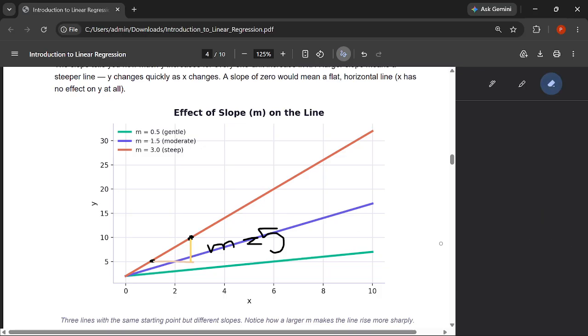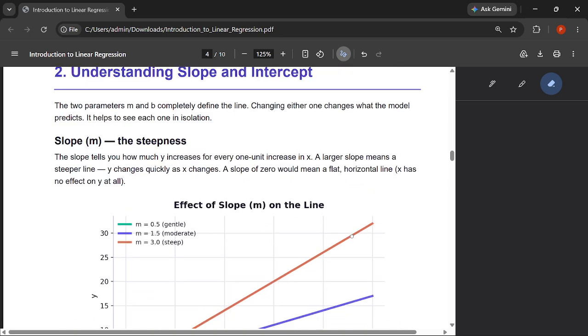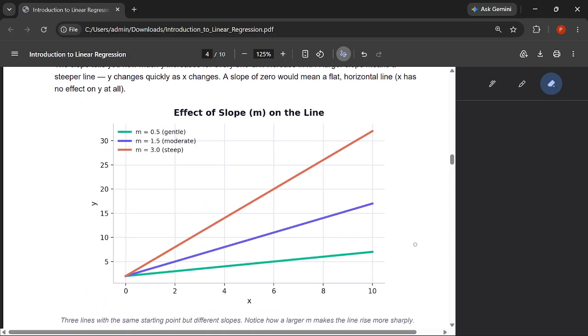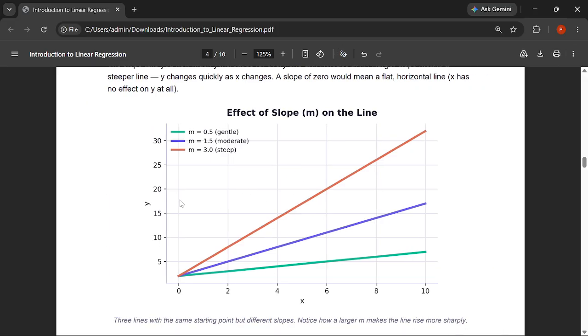So how do we erase this? Yeah, let me erase this. I suppose that you have got what the slope is, and let's see how the line changes according to the change in m.